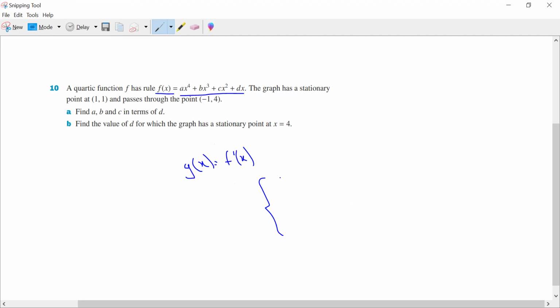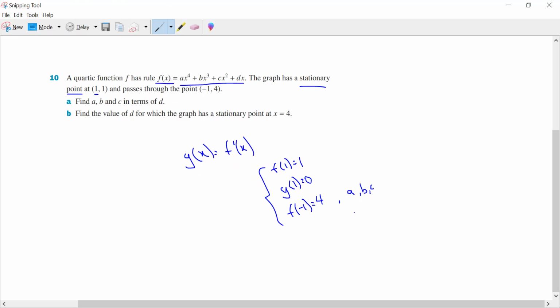So your first equation is going to be f(1) equals 1. The second equation is g(1) equals 0, because when x equals 1 it is a stationary point, meaning the derivative is 0. And then the third one is going to be when x equals -1, y equals 4. Then basically you're just solving for a, b, and c, and the calculator will answer in terms of d. So let's get started on the calculator.